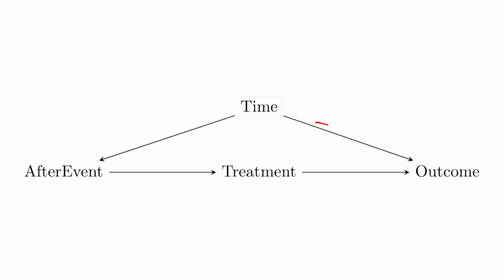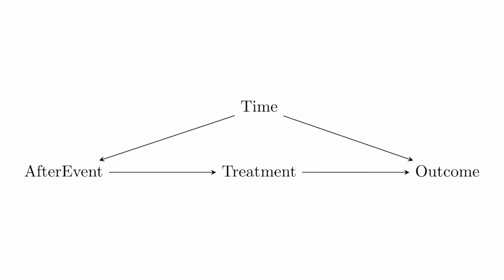Now, of course, time changes. So you can imagine a time variable by itself affecting whether you are currently before or after the event occurring. And then also, things might just be changing over time in general. So we have an arrow from time to the outcome. So we have a clear pathway that we're trying to identify here. We really want that arrow from the treatment to the outcome. And we have a single backdoor to worry about, and that backdoor goes through time.